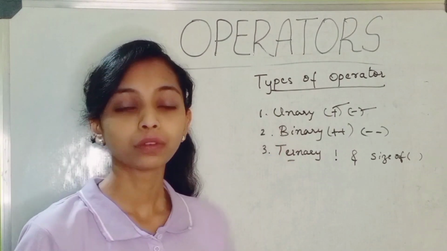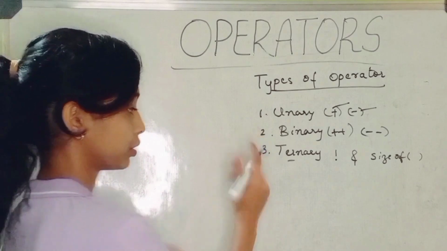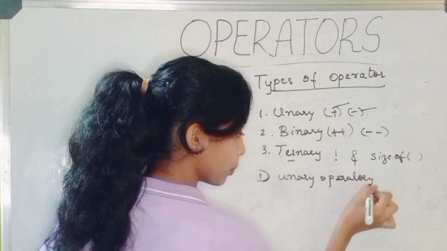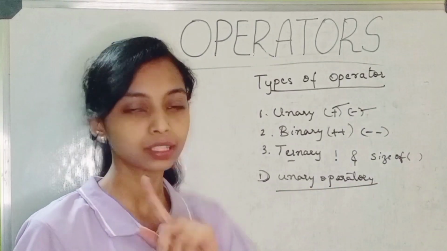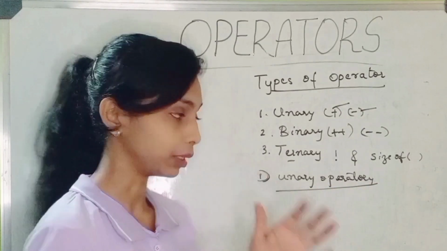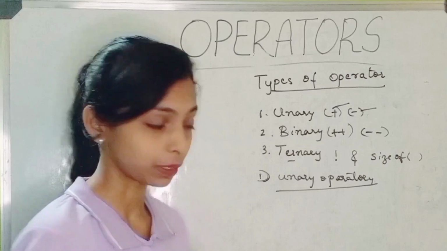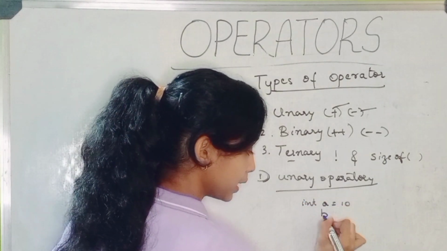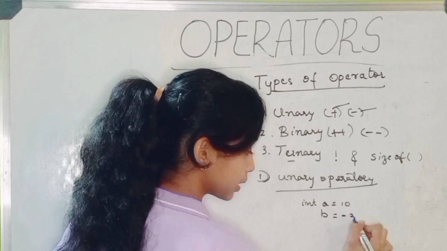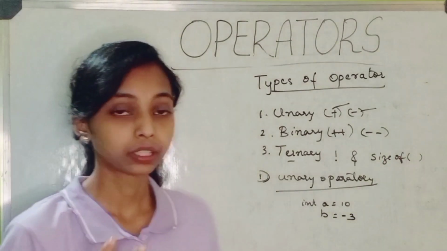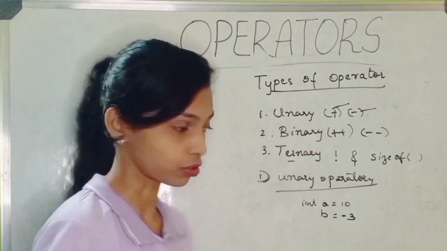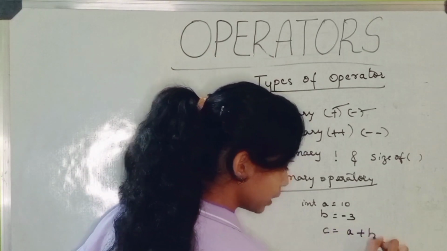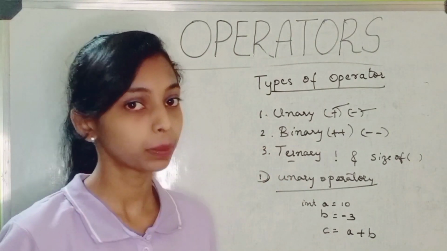So now let us go with the very first classification, that is the unary operator. What is a unary operator? Unary operator is nothing but there is only one operand. For example, if you want the value of an expression, you have int a is equal to 10, b is equal to minus 3. Here you have to perform an addition operation, that is c is equal to a plus b.